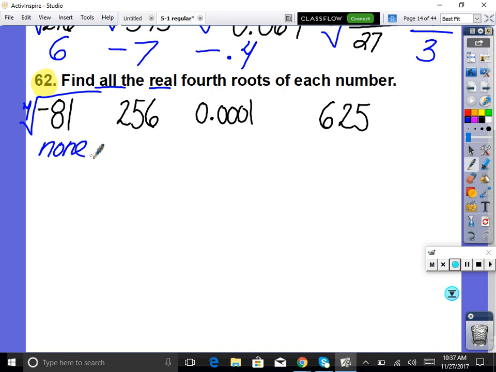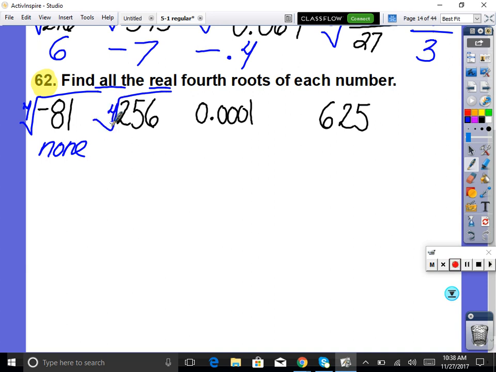None, because that would be i. Even roots cannot have negatives underneath or else they're imaginary. Okay, now, do you know how to type this into your calculator? Let's teach you. Hit 4, hit math, go down to the x root. You just told your calculator you wanted the fourth root.